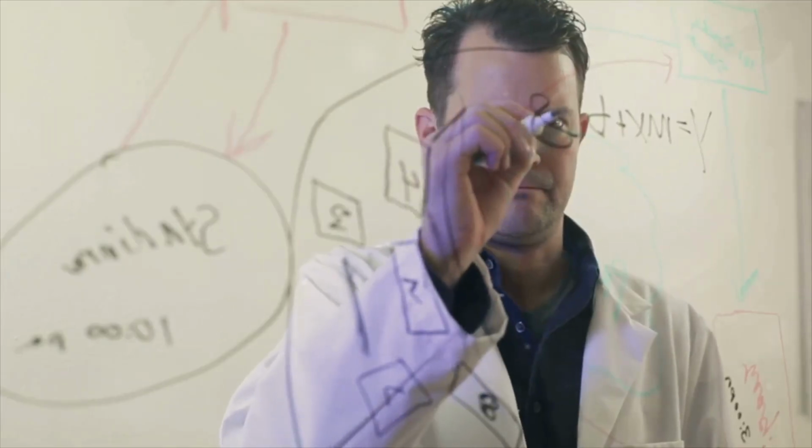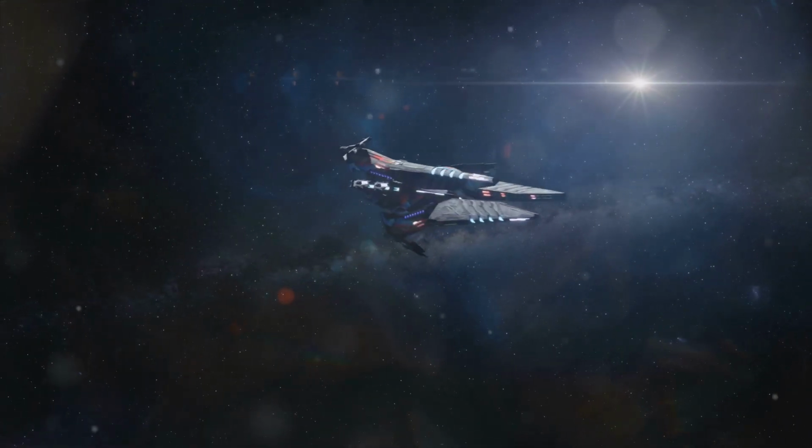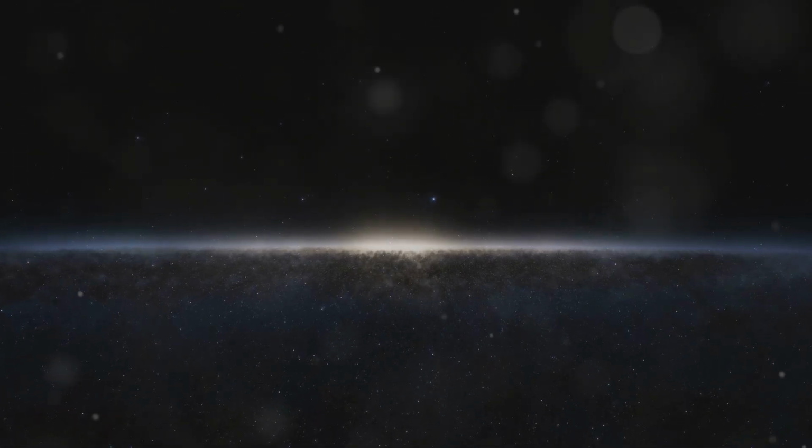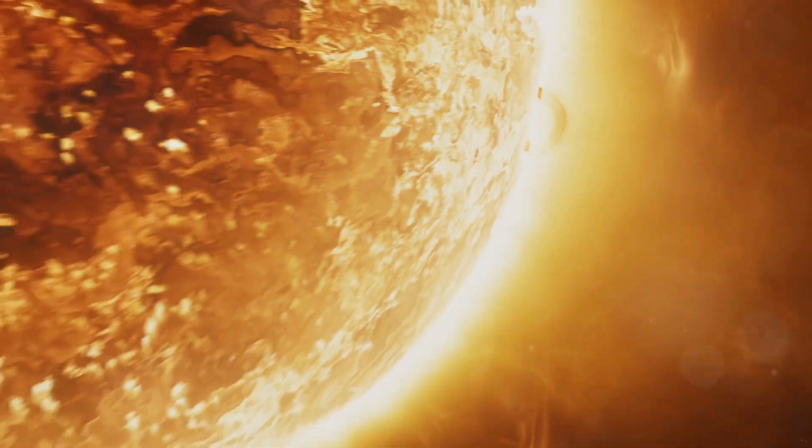Alright, so first things first. What exactly is a warp bubble? In the simplest terms, a warp bubble is a hypothetical concept where space itself is contracted in front of a spaceship and expanded behind it. This allows the ship to travel faster than the speed of light without actually moving faster than light through space. Pretty cool, right?